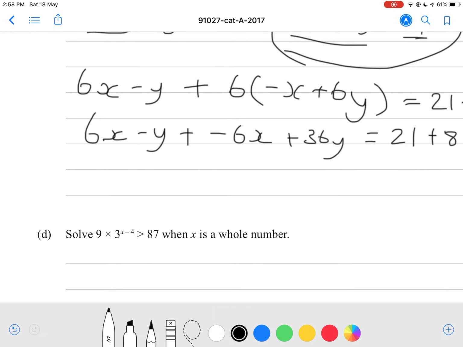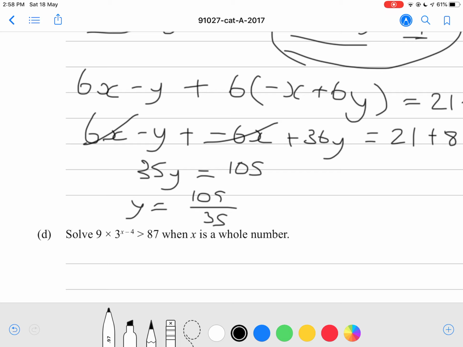So we can say that 6x plus negative 6x is 0, so we can say bye and goodbye. Negative y plus 36y, that's positive 35y. So we can say that 35y is equal to 21 plus 84, which is 105, okay? So now that we have this, we can just say y equals 105 divided by 35. And that should give us y equals 3.